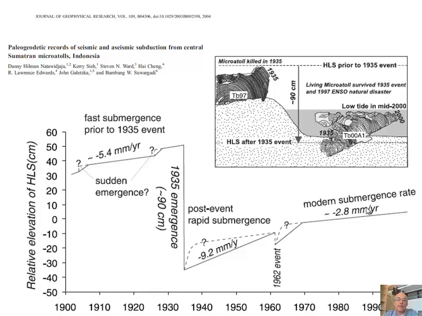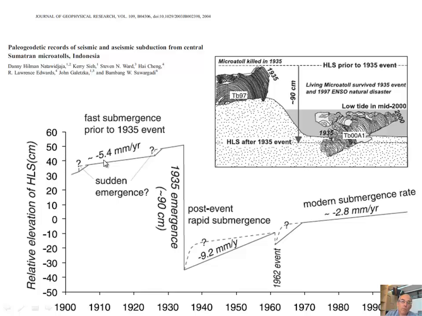And this is from one of his papers, just showing kind of the simple example of this coral here that had been up this high, was alive, and then there was an emergence event, and so the sea level dropped to as much as 90 centimeters, and then subsidence continued. That would be this here, and so we have a new coral growing out to 2000 when he sampled it.